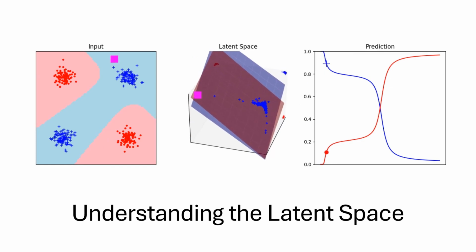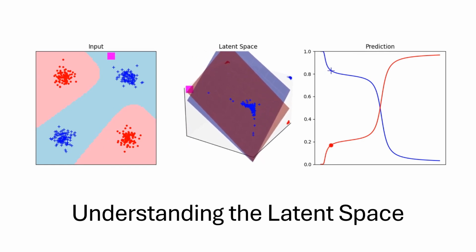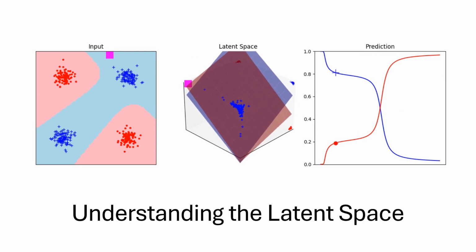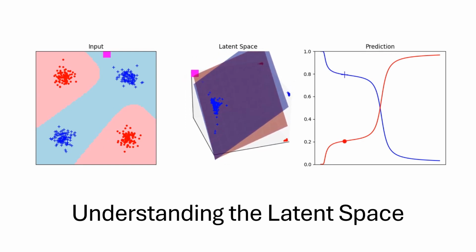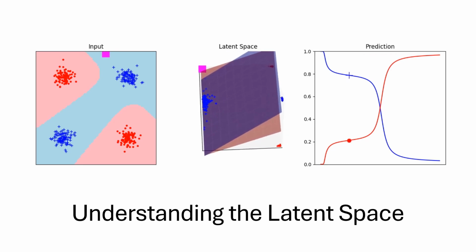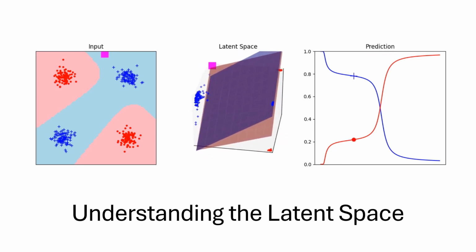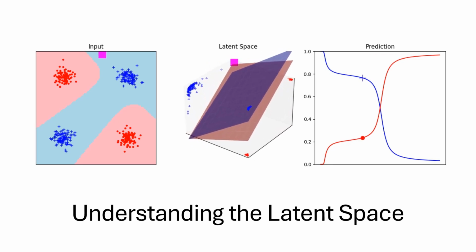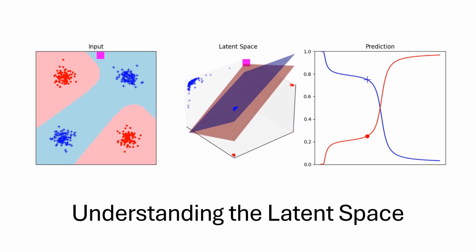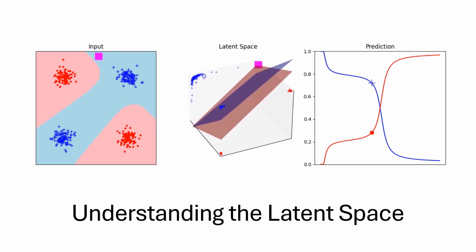Understanding the latent space is a critical part of understanding how MLPs work. In this animation, we take a single blue data point from the dataset, which we highlight here as a large magenta square, and change its label from blue to red. We then backpropagate all the way through the network, keeping the weights and biases fixed, to the input data point itself, and update its values.